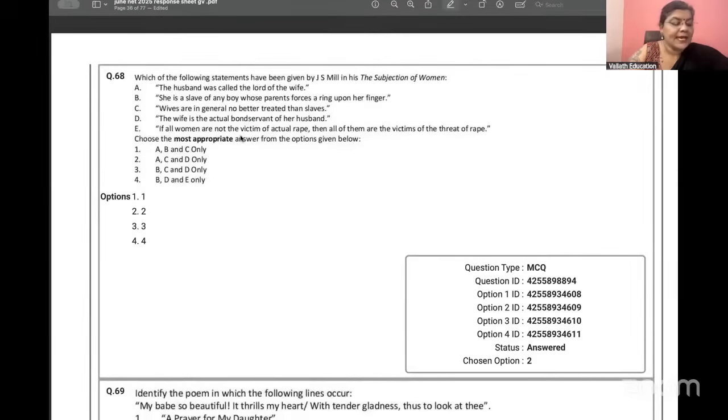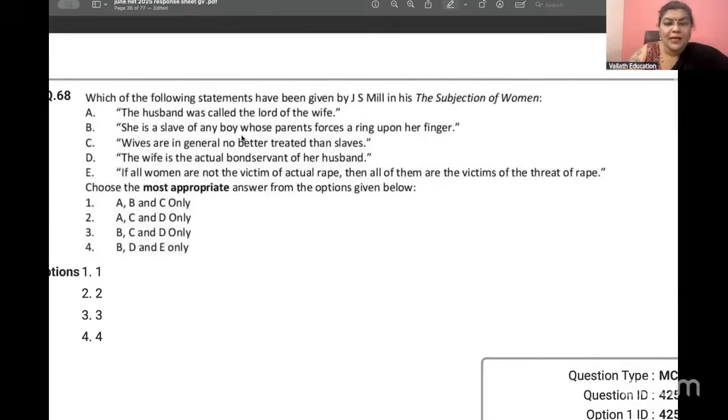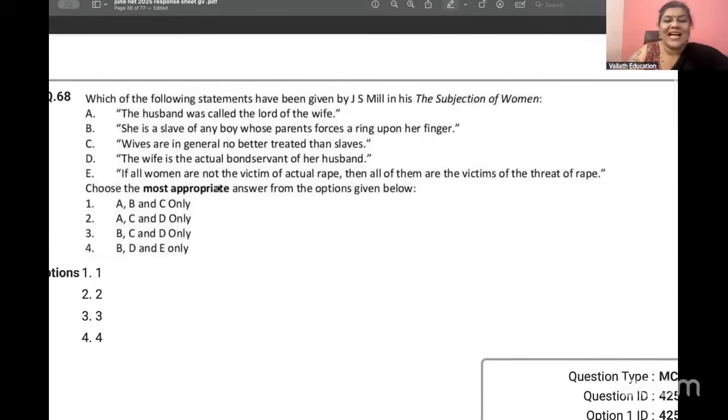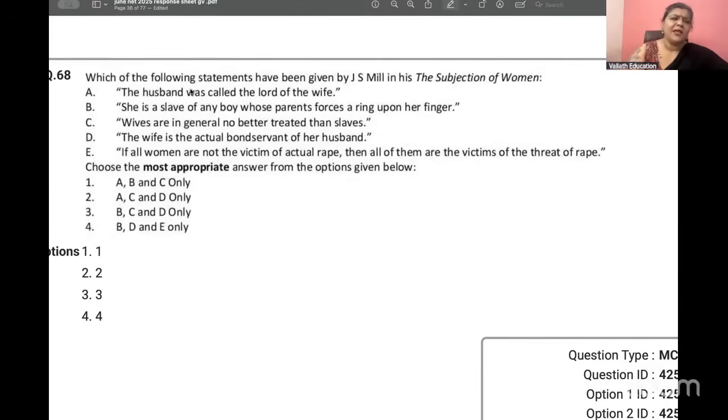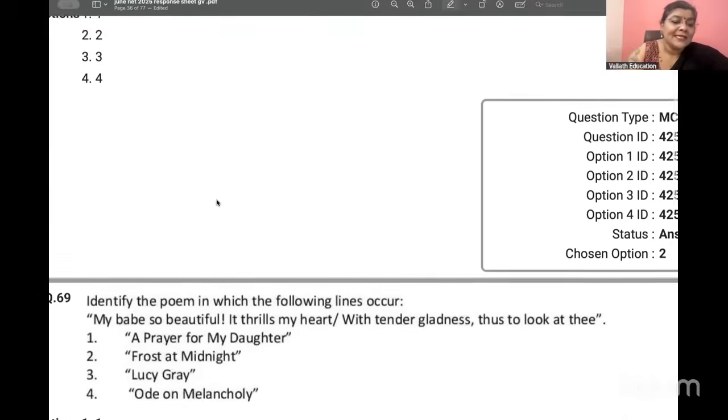68 is here. Which of the following statements given by J.S. Mill is in The Subjection of Women? I don't know. I never read The Subjection of Women. But still, the husband was called the Lord. She's a slave. Wives are in general. Wife is the actual one. And just click something if you don't know. Next time I will read The Subjection of Women. Okay, thank you. Bye. 69.